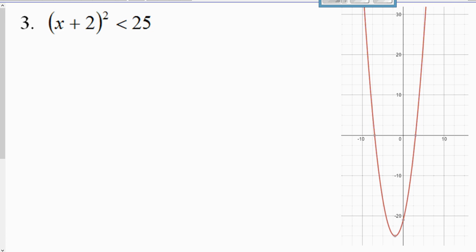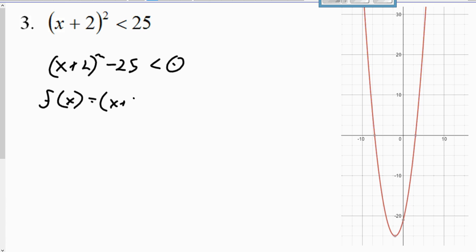All right, again, for number 3, make sure we get things equal to 0 first. So then I'm going to have x plus 2 squared minus 25 is less than 0. Let this be equal to our function f of x and find its zeros.